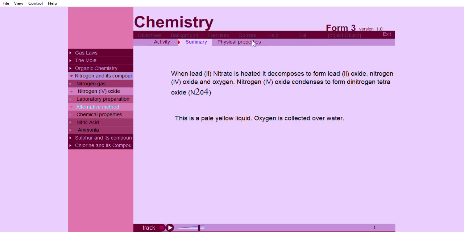When lead (II) nitrate is heated, it decomposes to form lead (II) oxide, nitrogen (IV) oxide and oxygen. Nitrogen (IV) oxide condenses to form dinitrogen tetraoxide. This is a pale yellow liquid. Oxygen is collected over water.